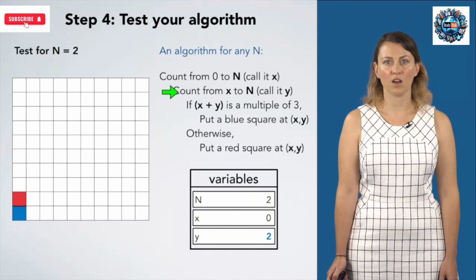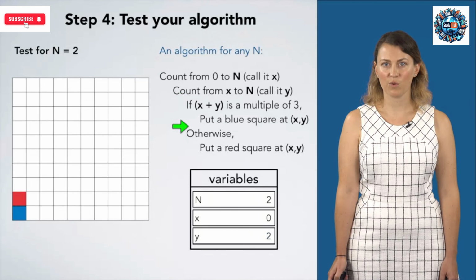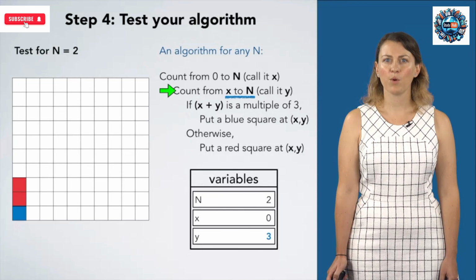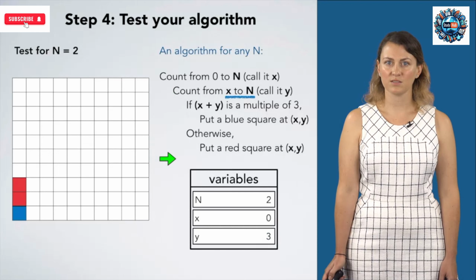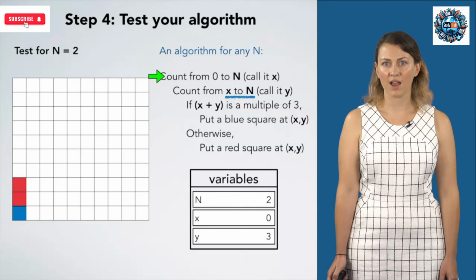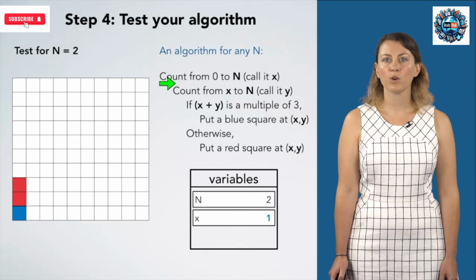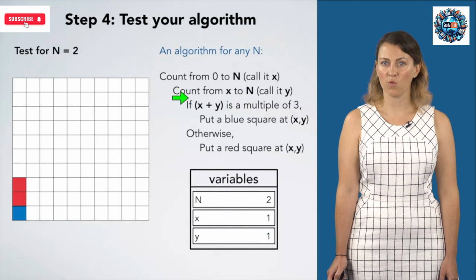0 plus 2 is not a multiple of 3, so we'll put a red square at 0, 2. We continue counting and y is 3. But we were only counting from x to n, so we don't do any of these steps. And we continue counting for x, so now x is 1. We're going to count from 1 to n and call that y.